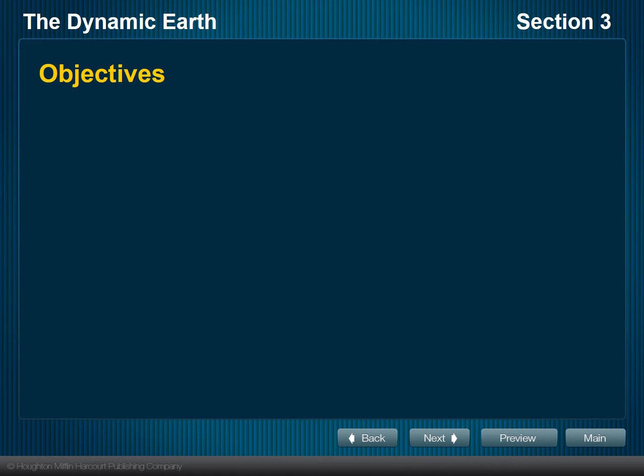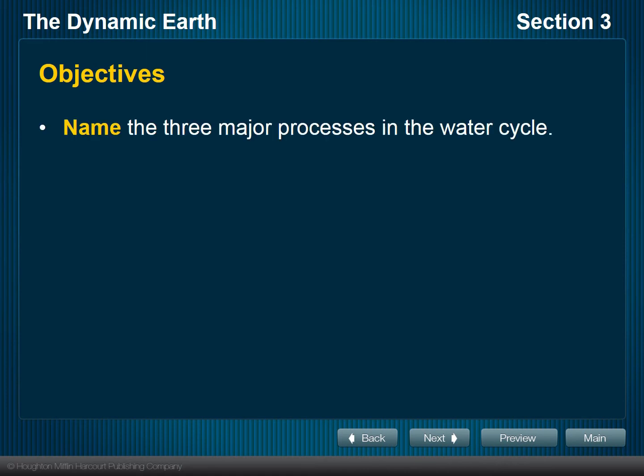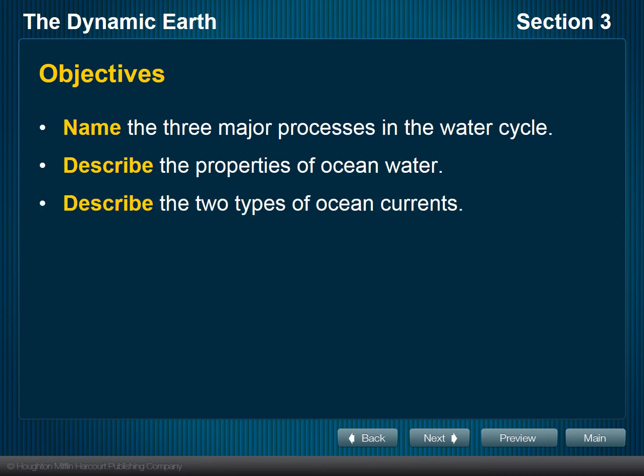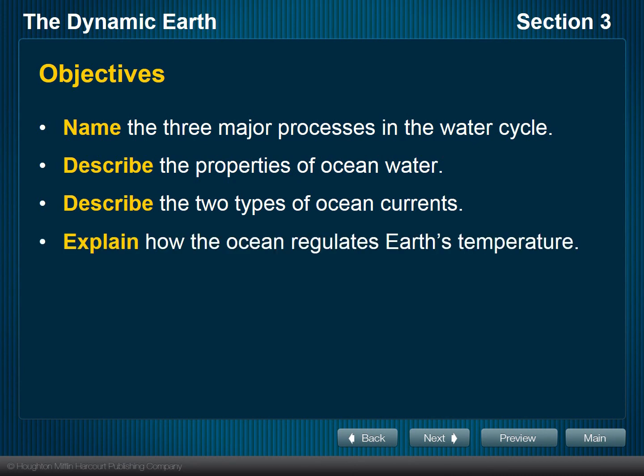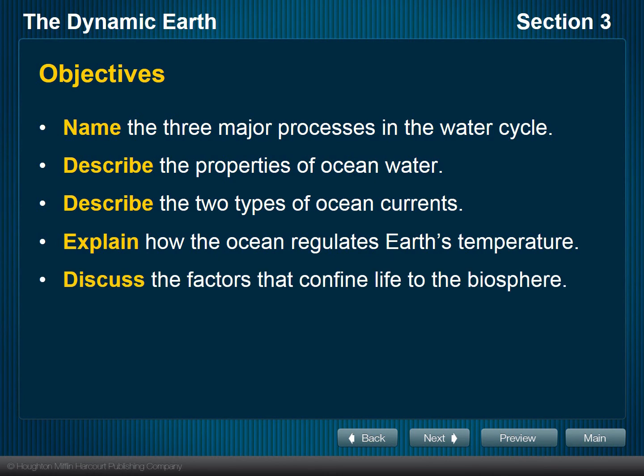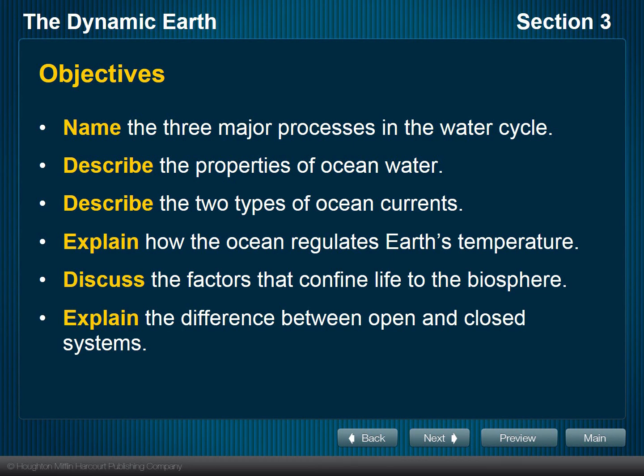When you finish this section, you should be able to name the three major processes in the water cycle, describe the properties of ocean water, describe the two types of ocean currents, explain how the ocean regulates Earth's temperature, discuss the factors that confine life to the biosphere, and explain the difference between open and closed systems.